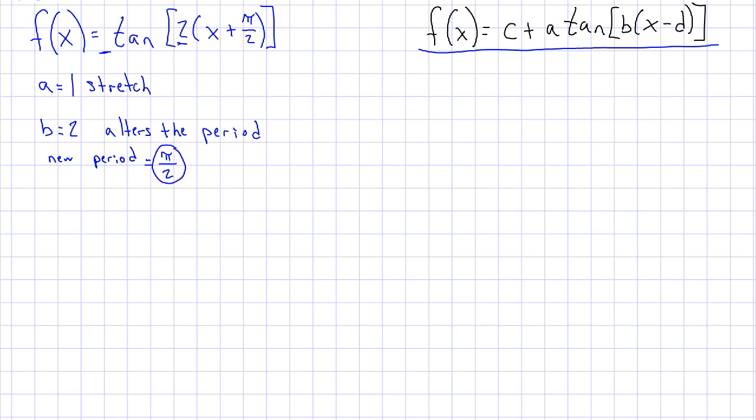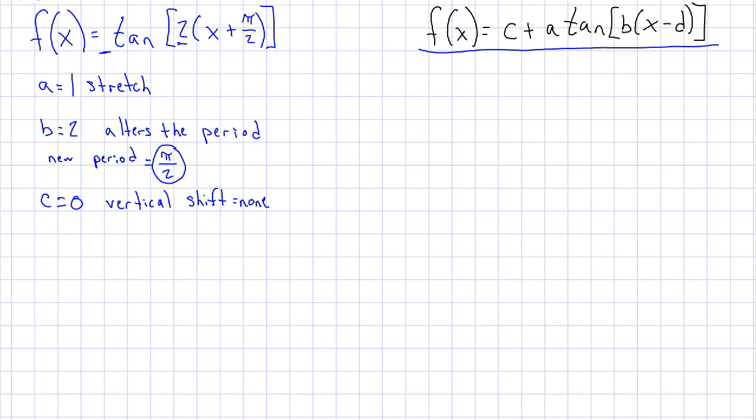Then I'm going to look at C. Well, C is anything that's being added or subtracted outside of the tangent, not inside the parentheses. And I don't have anything here. C is equal to 0. This is the vertical shift. And so for this, I have no vertical shift. So none, because there is no C value. The C value is equal to 0.